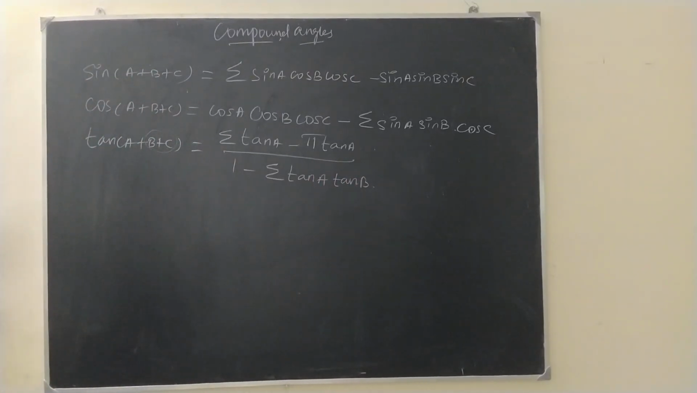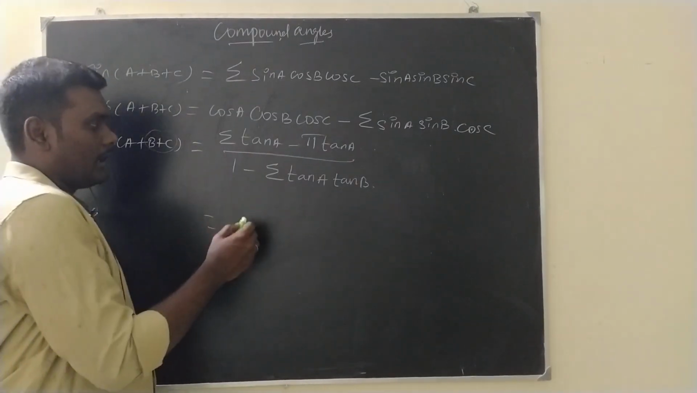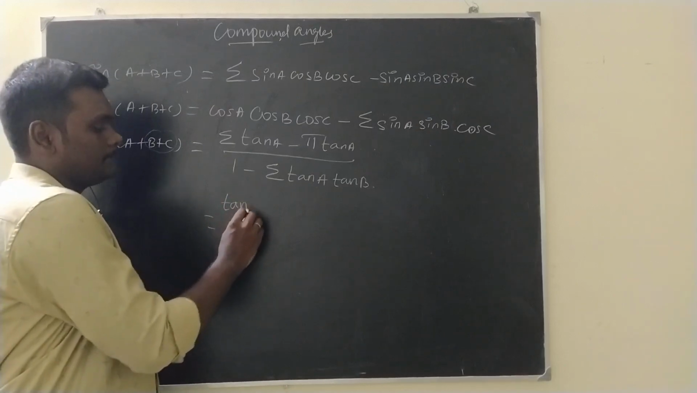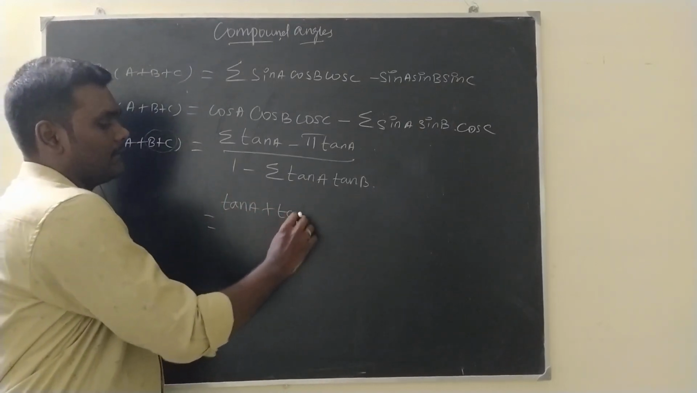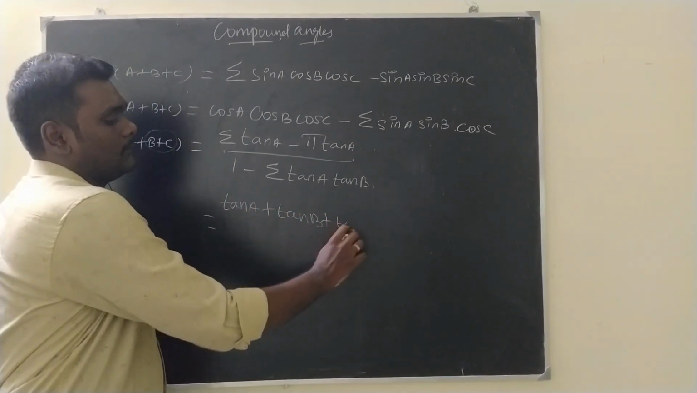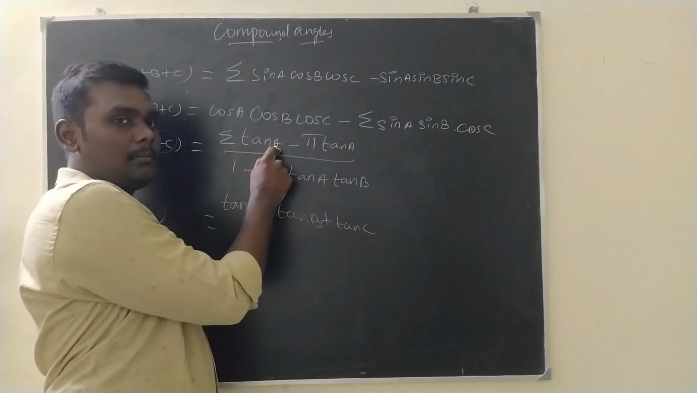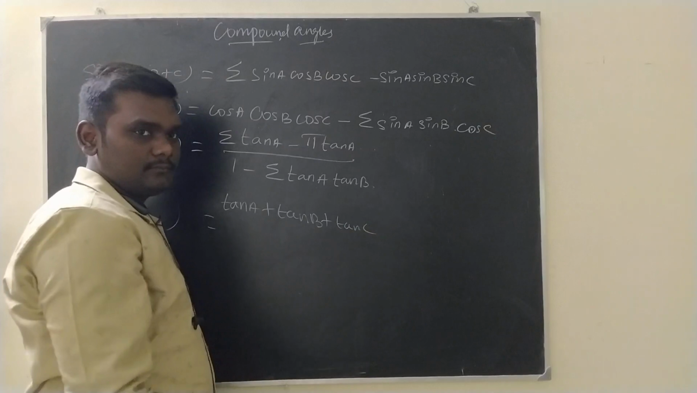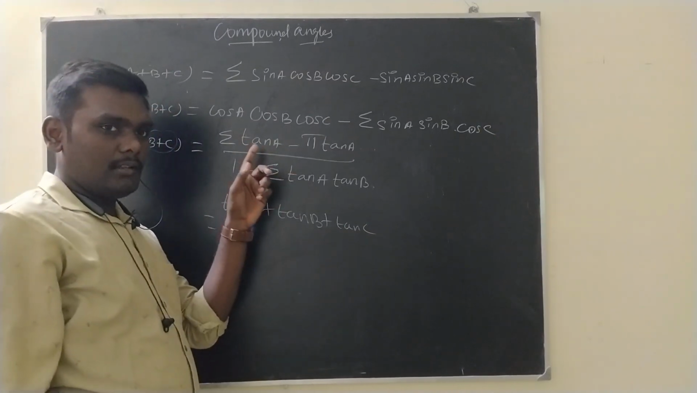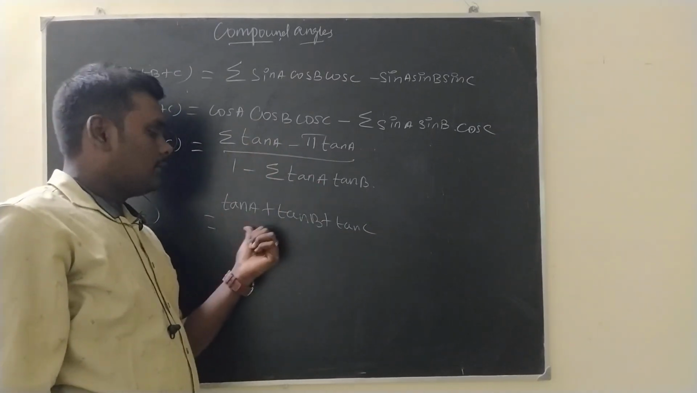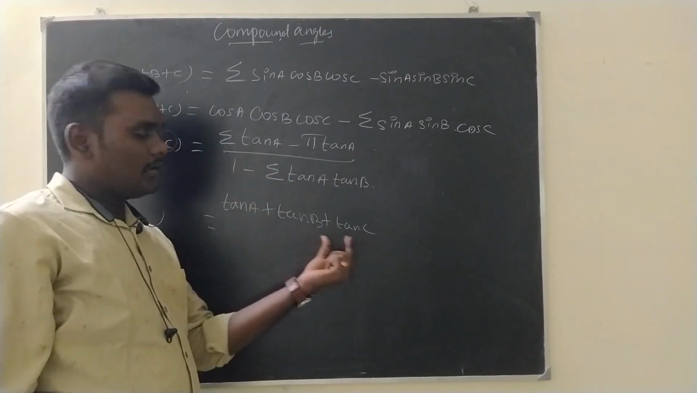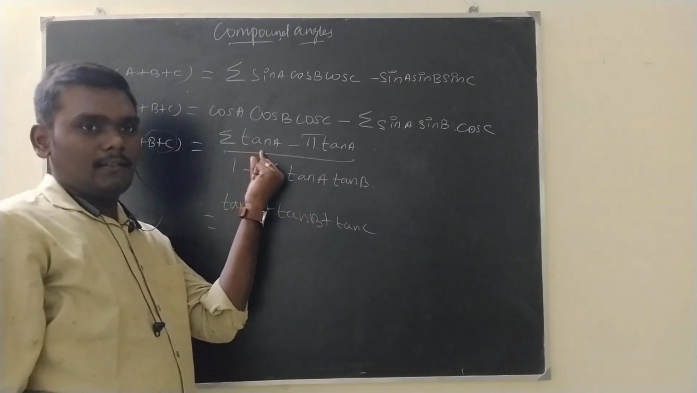Meaning what? The expanded version of this formula, let me write: tan A plus tan B plus tan C. Why is it so? Sigma means you should replace this and add everything. The cycle, you remember? A, B, C. So I replaced everything and added everything. That is the sigma notation.